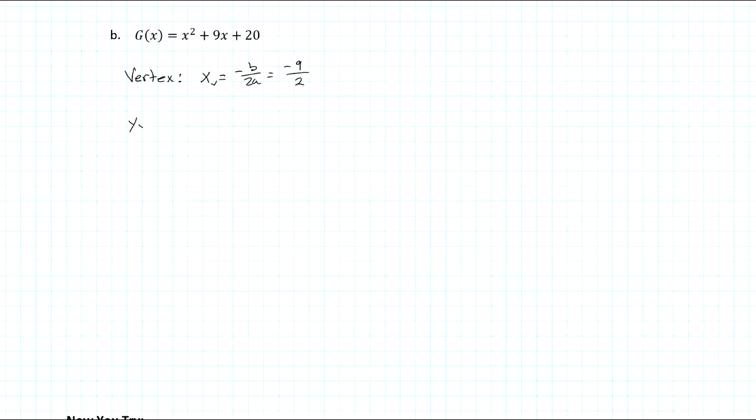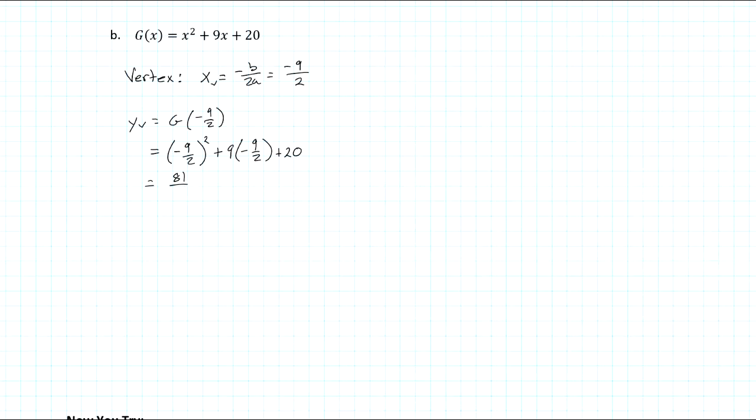Let's find the y value of the vertex. That's going to be capital G of negative 9/2. Fractions are numbers, and we need to be able to work with them as well as any others. So, yeah, they're a bit of a pain, but let's not focus on that. Let's just go ahead and plug it in and do the work. So negative 9/2 quantity squared plus 9 times negative 9/2, and then plus 20. Go ahead and simplify this down.